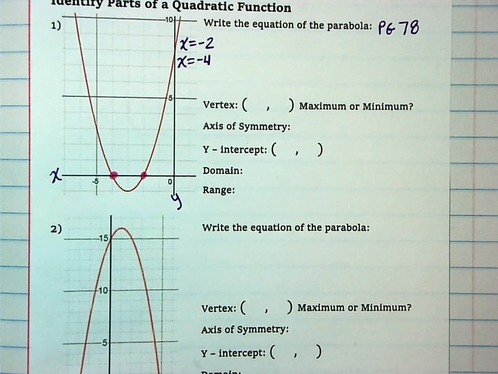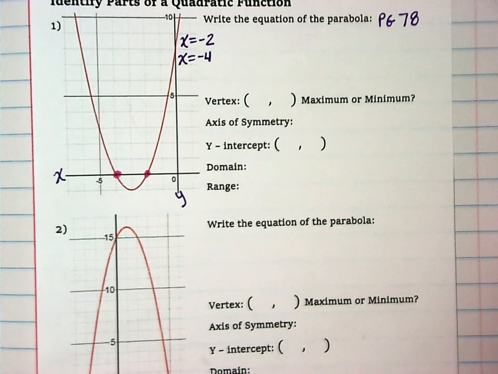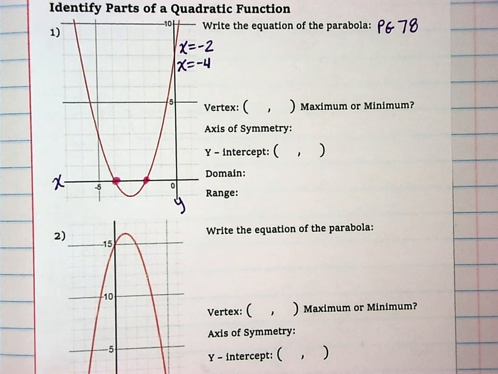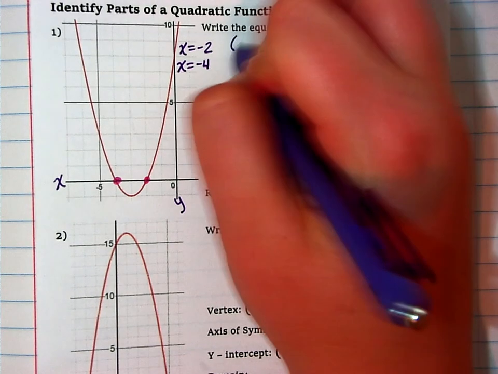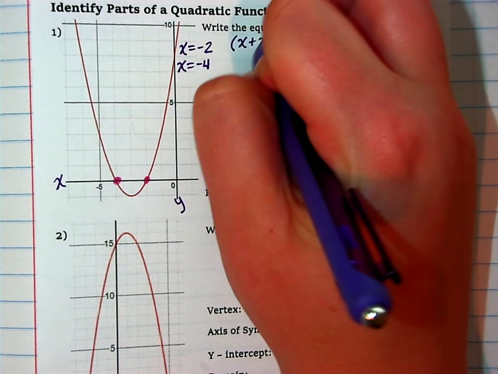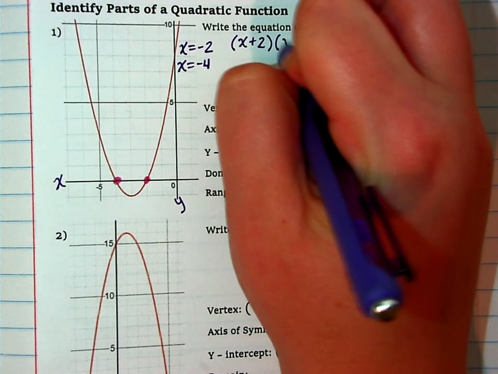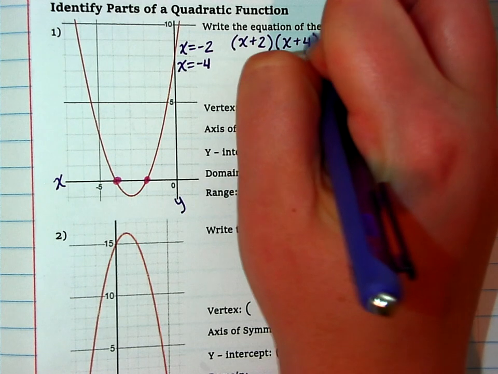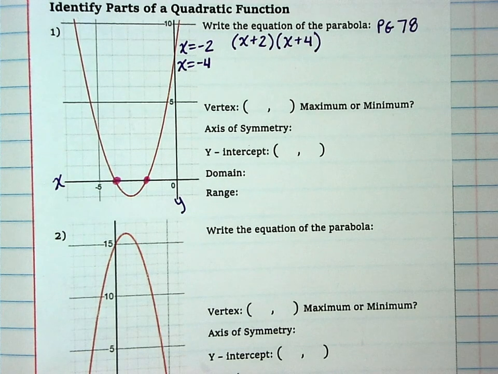What do we do to those numbers to write the equation? Yes, very good. We change them to the opposite. So we're going to do x plus 2 and x plus 4. I know that was a little Dora the Explorer for you, but I'm just trying to keep things normal, trying to ask you questions, get you to think a little bit. So just go with it, okay?